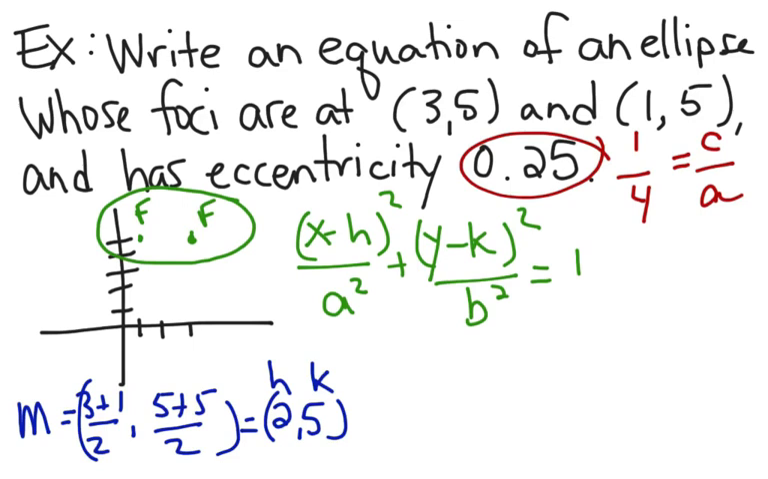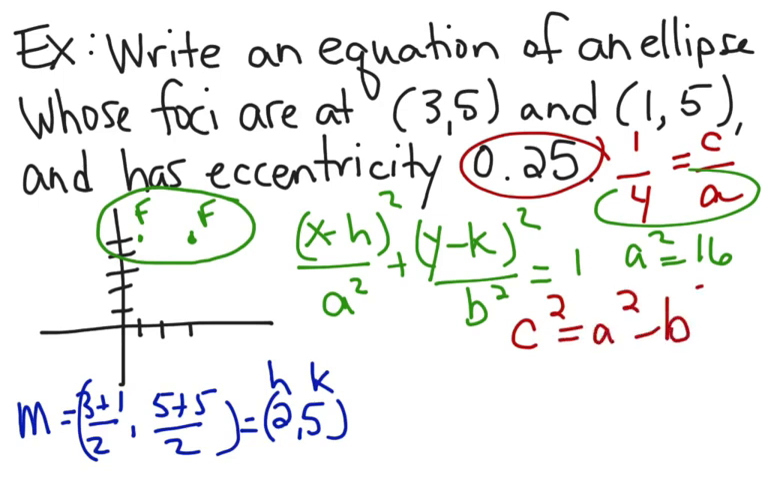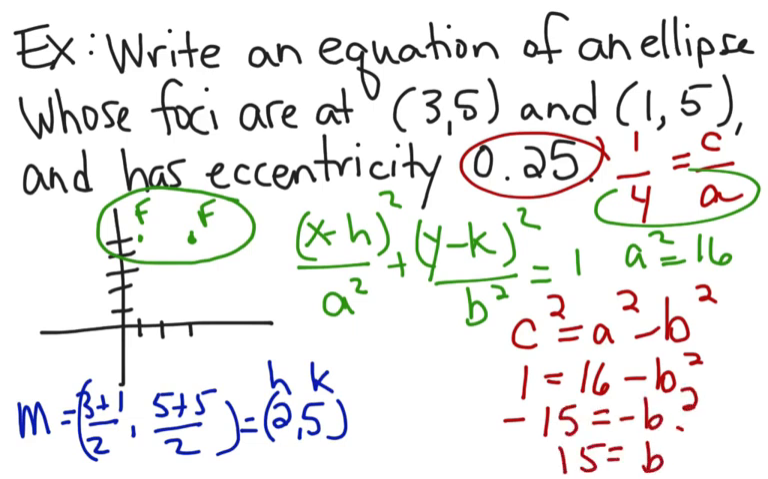Next, I need to know what a and b are in order to finish this equation. Well, I know what a is. a is 4, so a squared is going to be 16. But I don't know what b is yet. Well, the nice thing is I have this little equation that I can use to find a missing term: c squared is equal to a squared minus b squared. So c squared is going to be 1, a squared is going to be 16. I subtract 16, and then I get rid of the negatives, and I find out b squared is 15.